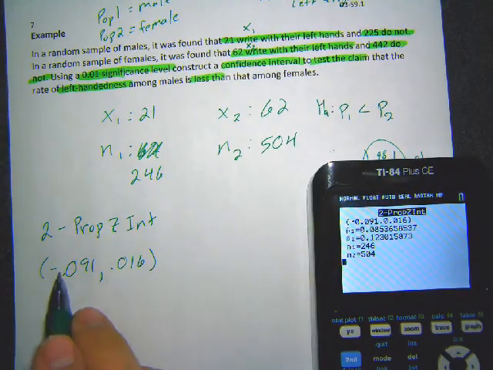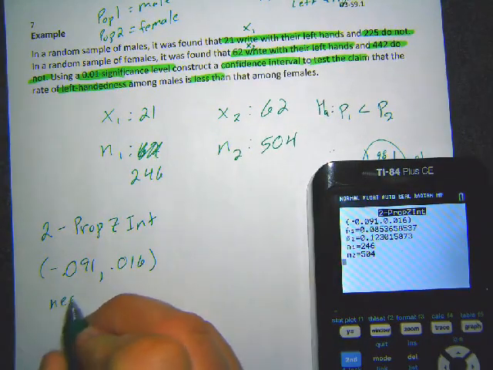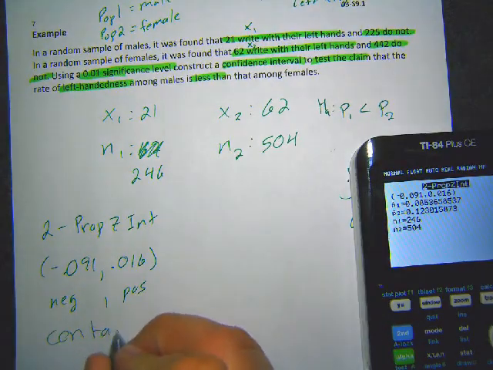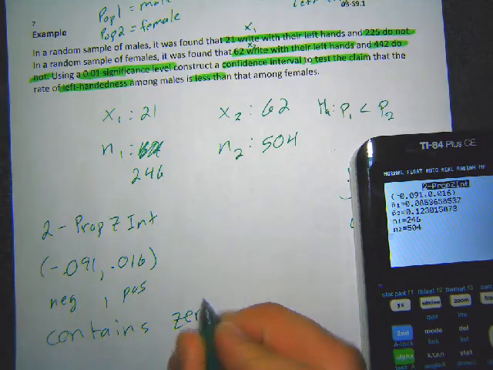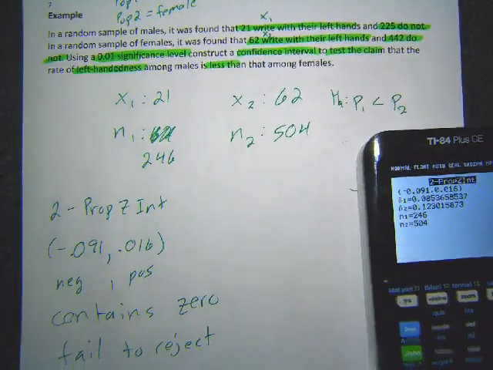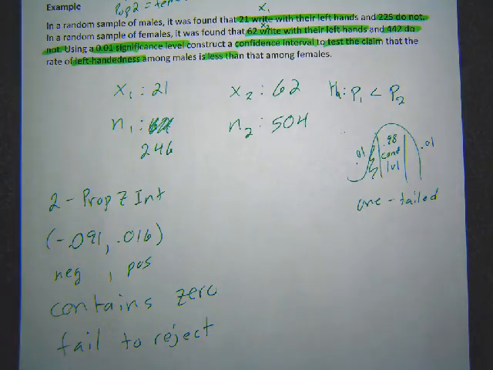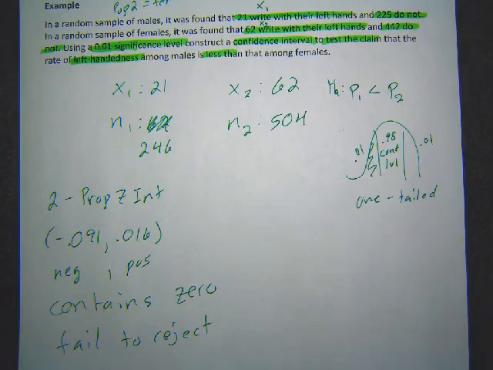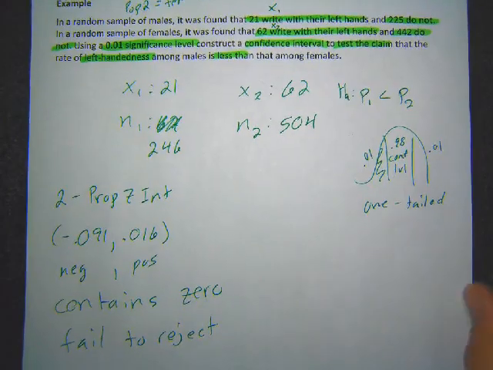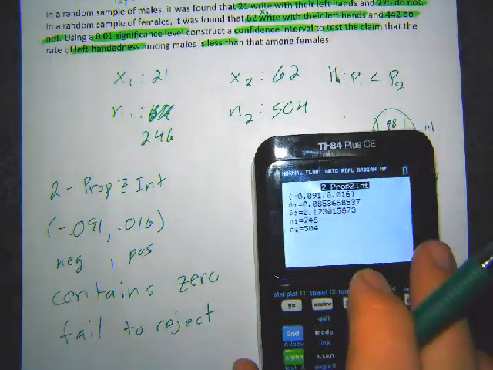And you'll notice, because one end is negative and the other is positive, going from negative to positive, it contains 0. So this contains 0, which tells me that I fail to reject. We're using this confidence interval to fail to reject because 0 is a possibility. That means that p1 equals p2 is a possibility. So based on this confidence interval, we fail to reject. We use the confidence interval to check whether there's a distinct difference between the two, and we couldn't show that.